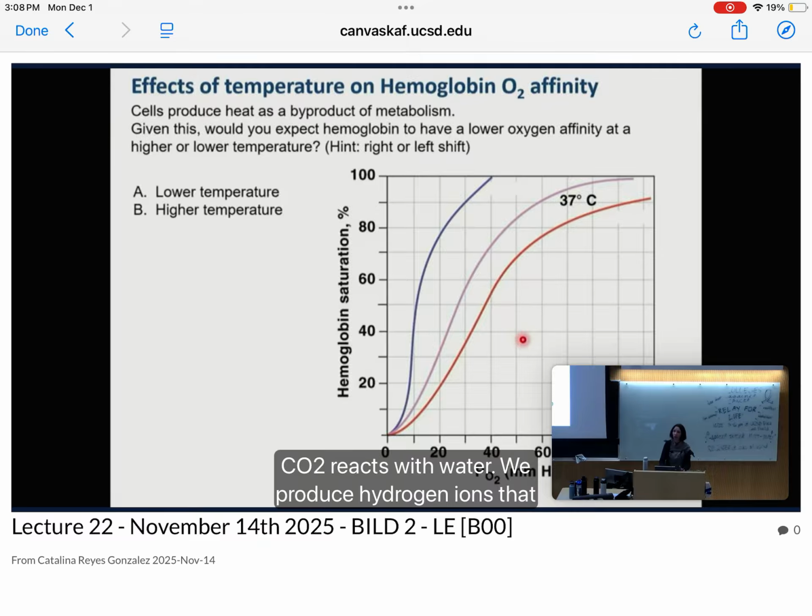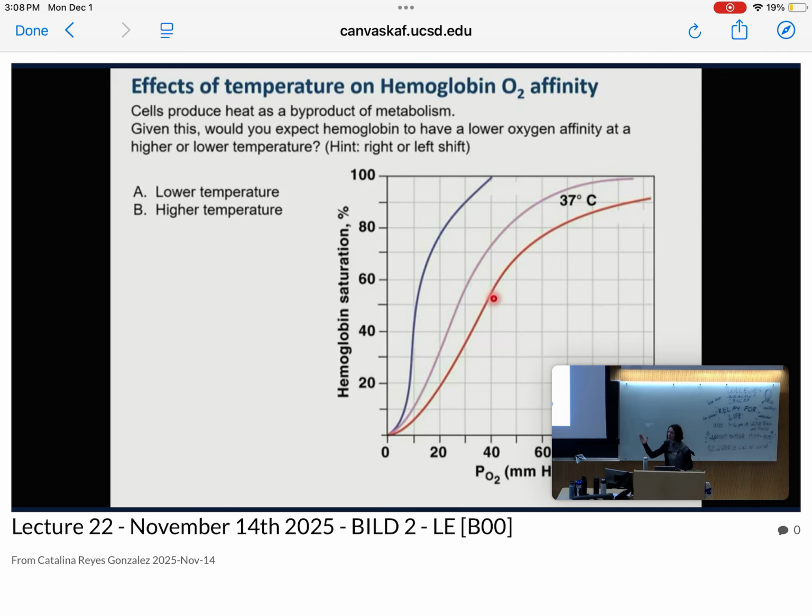CO2 reacts with water. We produce hydrogen ions that make the blood slightly acidotic. That produces a right shift. So for the same PO2, 40 millimeters of mercury, I'm going to have a lower hemoglobin oxygen affinity because I am right shifting due to CO2 and pH.